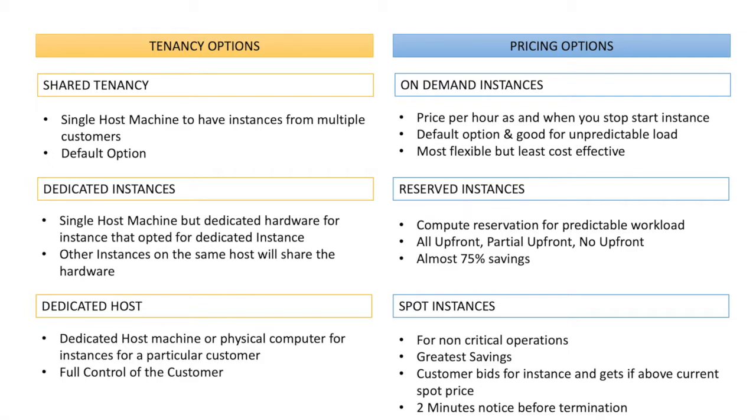But you get the instance only for a limited time, only for the time till your bidding price is more than the spot price. If tomorrow the spot price goes up to $1.5, and your bidding price is 1.25, you are not going to get this instance anymore. You will be provided with a 2 minutes notice before they terminate it. So you should utilize this only for certain non-critical operations where interruption is okay for you.